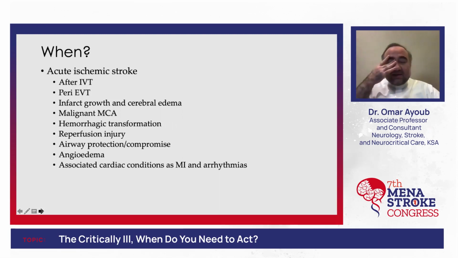It can be seen in different kinds of strokes, the most important of which is acute ischemic stroke. So think about the critically ill after you give IV tPA. Think about it after you do thrombectomy. Think about the infarct growth and the edema, malignant MCA, hemorrhagic transformation, reperfusion injury. Think about it when you think about airway protection for those patients, and when the airway can be compromised, the incidence of angioedema, and also other cardiac conditions that can be associated in patients with acute stroke.